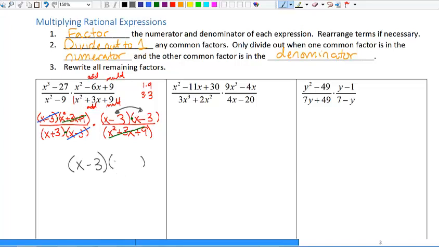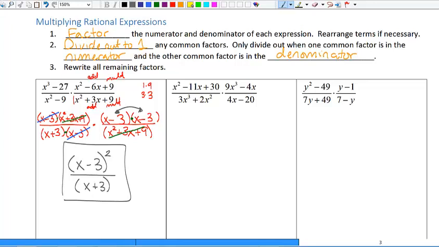You could write them both out like this, or instead of writing them both out, what we could do is just put a little squared symbol. On the denominator, what else do you have left? X plus 3. So this is my final answer.